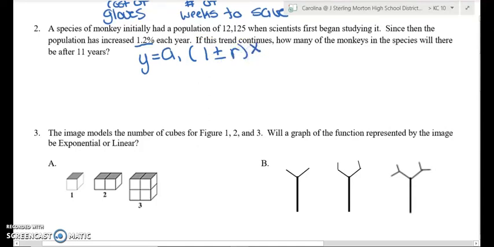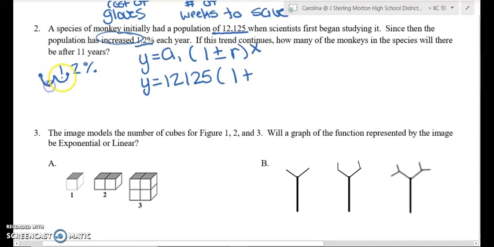So now we're going to go back to the problem and figure out what we're going to substitute in. So it's going to be y equals a sub 1, which is where the population started. The population started at 12,125. Parentheses, 1. The clue word here is increase. Because it's increase, I'm going to add r. R in this case is 1.2. Remember, you've got to move the decimal twice to the left because it's a percentage. It's going to be 1, 2. So that's where my new decimal is. I'm going to put in a placeholder and it's going to become 0.012. And we're going to raise that to the x power.